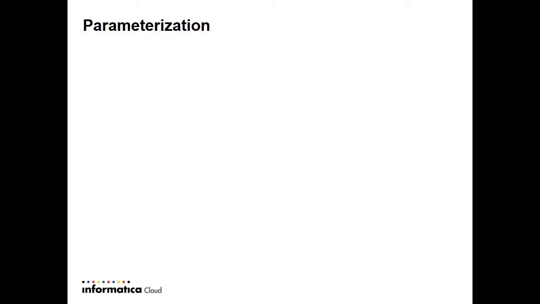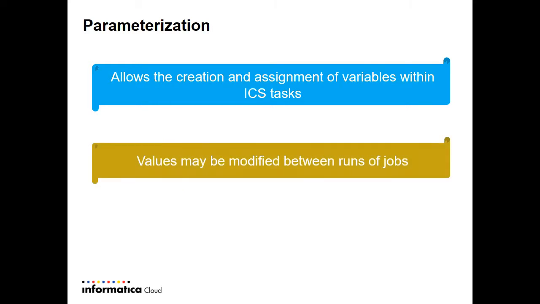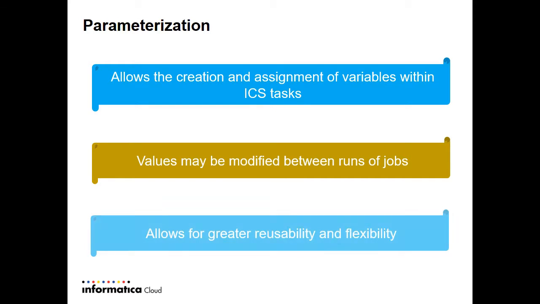What is parameterization? A parameter can be assumed to be a placeholder where you can assign a value at the time of running the mapping or task. It allows the creation and assignment of variables within the ICS tasks. Values may be modified between runs of jobs. It allows for greater reusability and flexibility, which provides the user with more productivity.